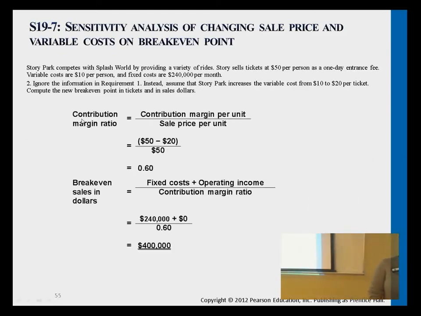Okay, so now we're going to look at the contribution margin ratio. Same formula. We're subtracting 20 from 50, dividing, and got 0.60. Now fixed cost plus operating income divided by contribution margin ratio is 400,000. The reason we got it different is because our contribution margin ratio is 0.6, and I think it was 0.75 before. So our break-even sales are higher.